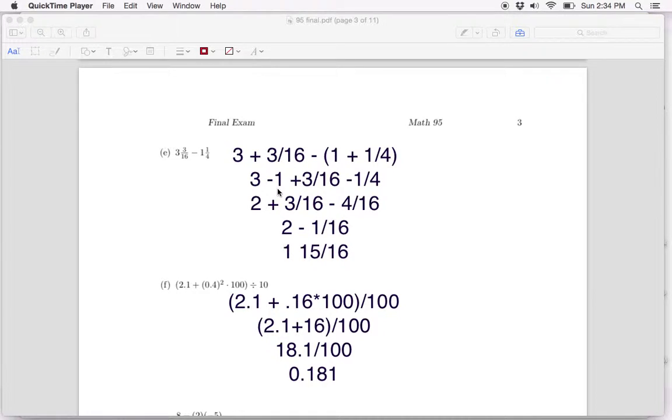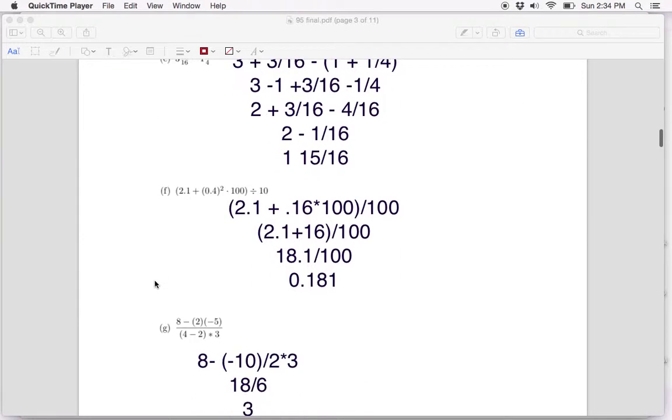So then 3 minus 1 is 2, and then I can do 3/16 minus 1/4, which is the same as 4/16. So I have 2, and then I have a negative 1/16 here. So that means I have 1 and 15/16.